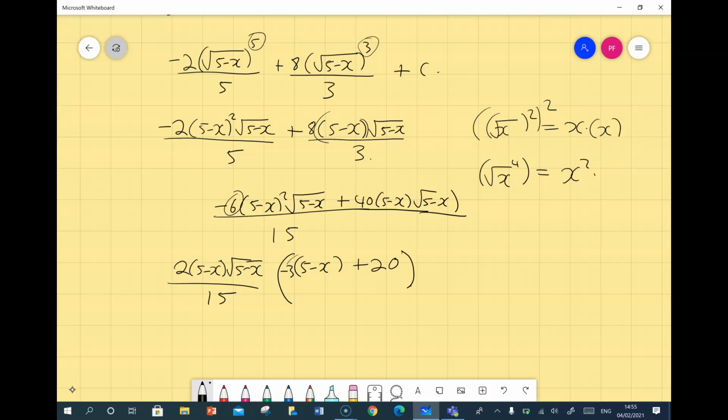Yeah, then you can multiply in there if you want. But look, I think it's mad going to that level of simplification if you don't need to.